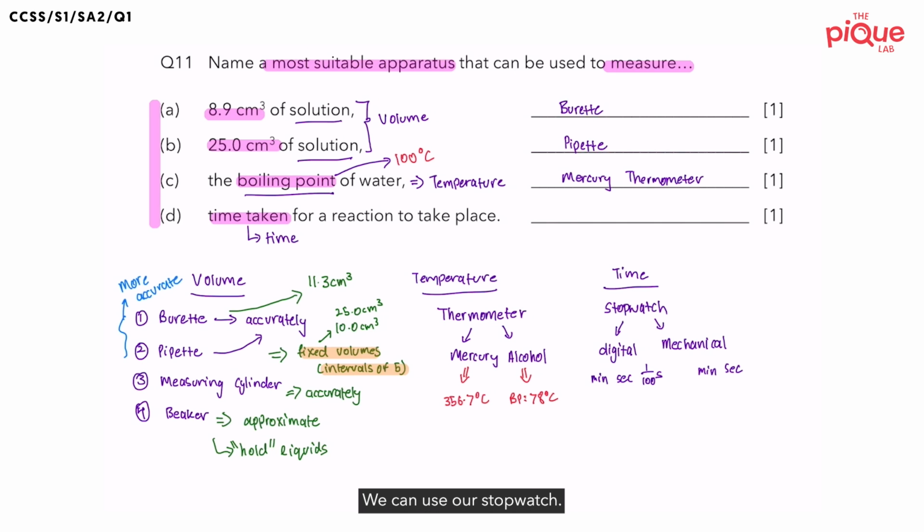And finally, part D, what apparatus can we use to measure the time taken for a reaction? We can use our stopwatch. And for part D, you can simply just put stopwatch. However, if you want to specify whether it is a digital or mechanical stopwatch, you can still put that as your option. So to measure 8.9 cm cube of solution, we use our burette. To measure 25.0 cm cube of solution, we use a pipette. To measure the boiling point of water, we use the mercury thermometer. And to measure the time taken for a reaction to take place, we use our stopwatch.